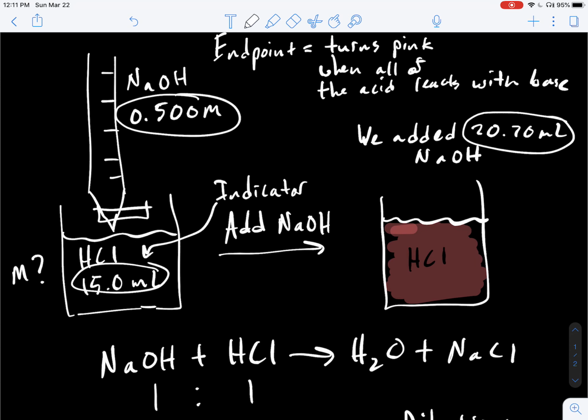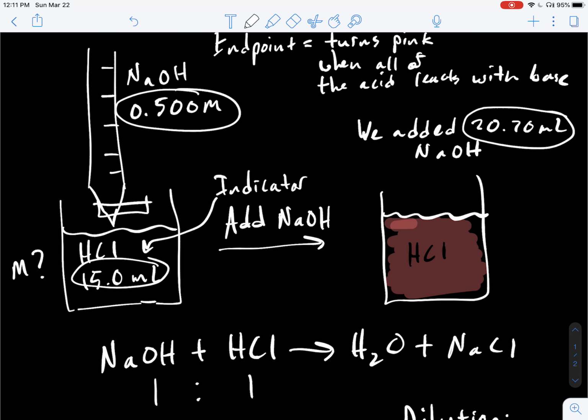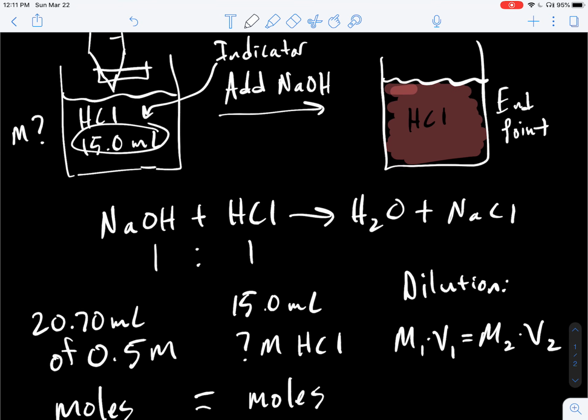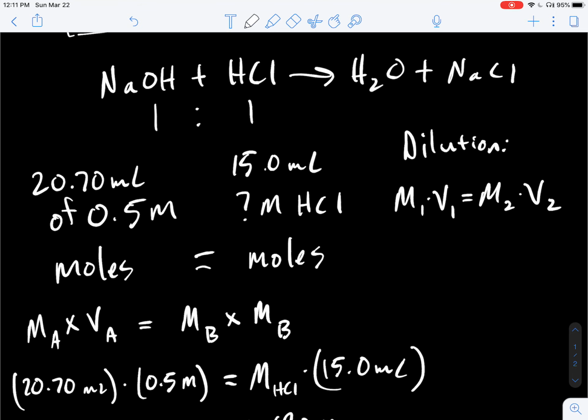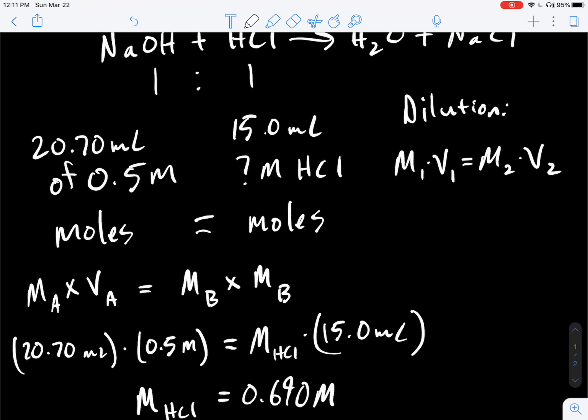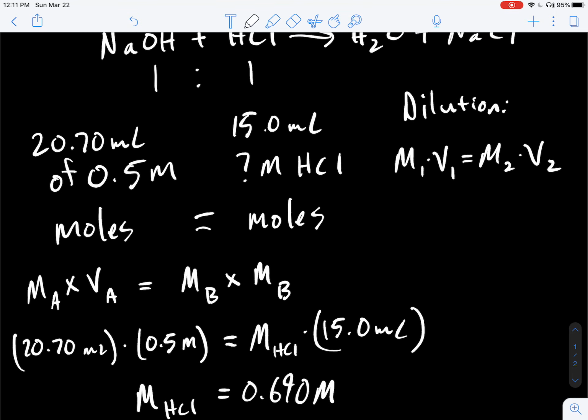So if it says a titration is performed where 20.7 milliliters of NaOH was required to reach the end point, and it was titrated against 15 milliliters of HCl of an unknown concentration, what is the concentration of HCl? Really, you just need to remember this 1-to-1 ratio. So volume times molarity should be equivalent to volume times molarity for the HCl.